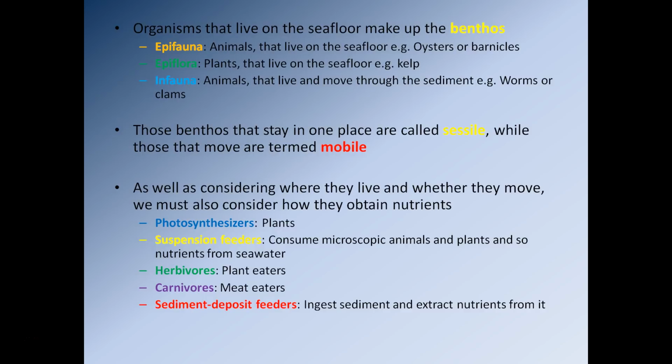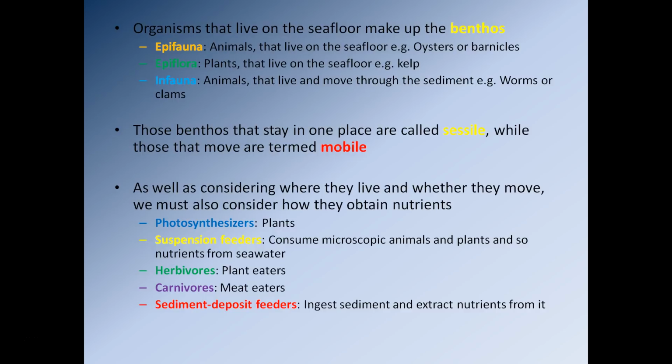Those benthotic organisms that stay in one place are also referred to as sessile, while those that move around are referred to as mobile. So think of an oyster. An oyster, once it forms an attachment to a surface, pretty much isn't going to move. It's going to stay pretty much where it is. So that would be a sessile organism. On the other hand, think of something like a sea urchin. A sea urchin has the capacity to move around the seafloor, as it hunts around for food. So that's going to be a mobile organism.